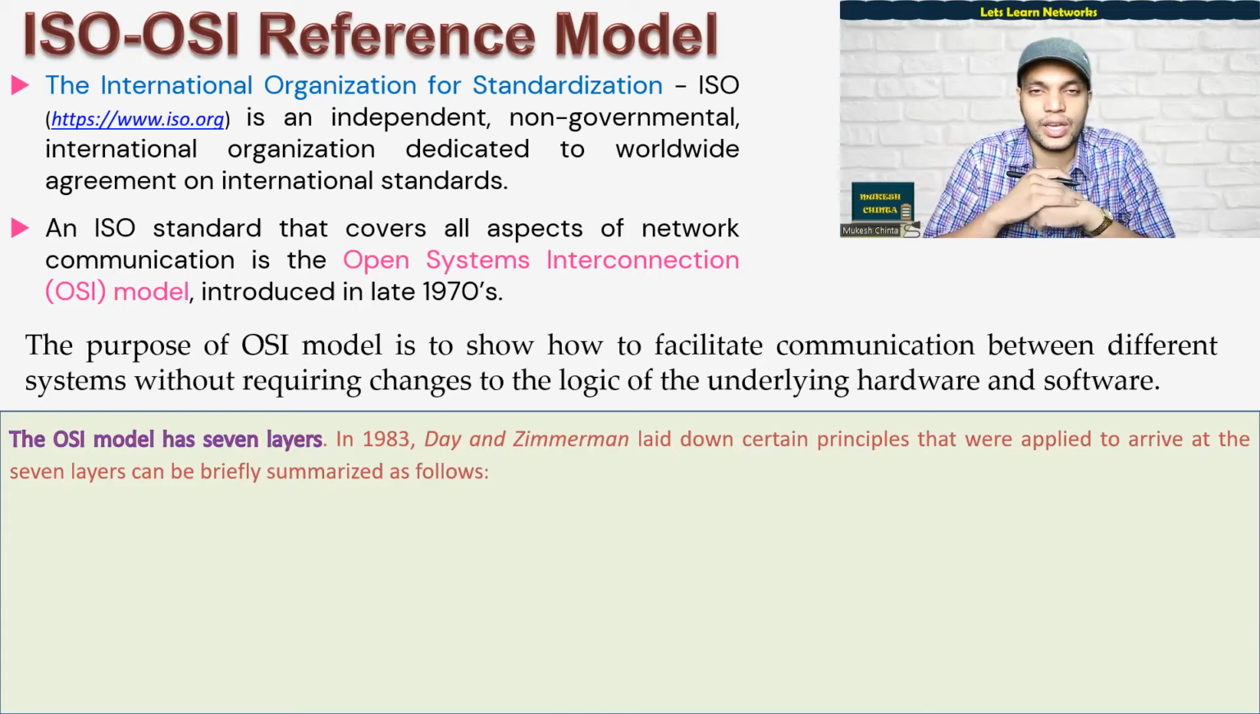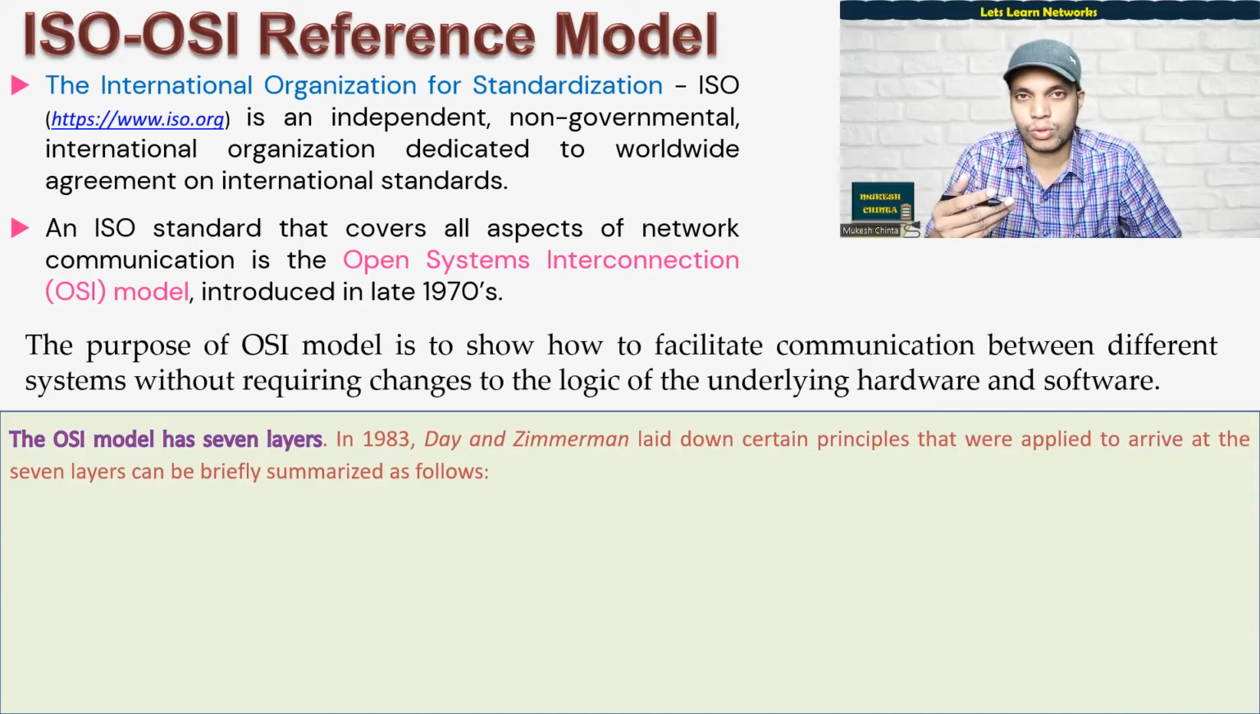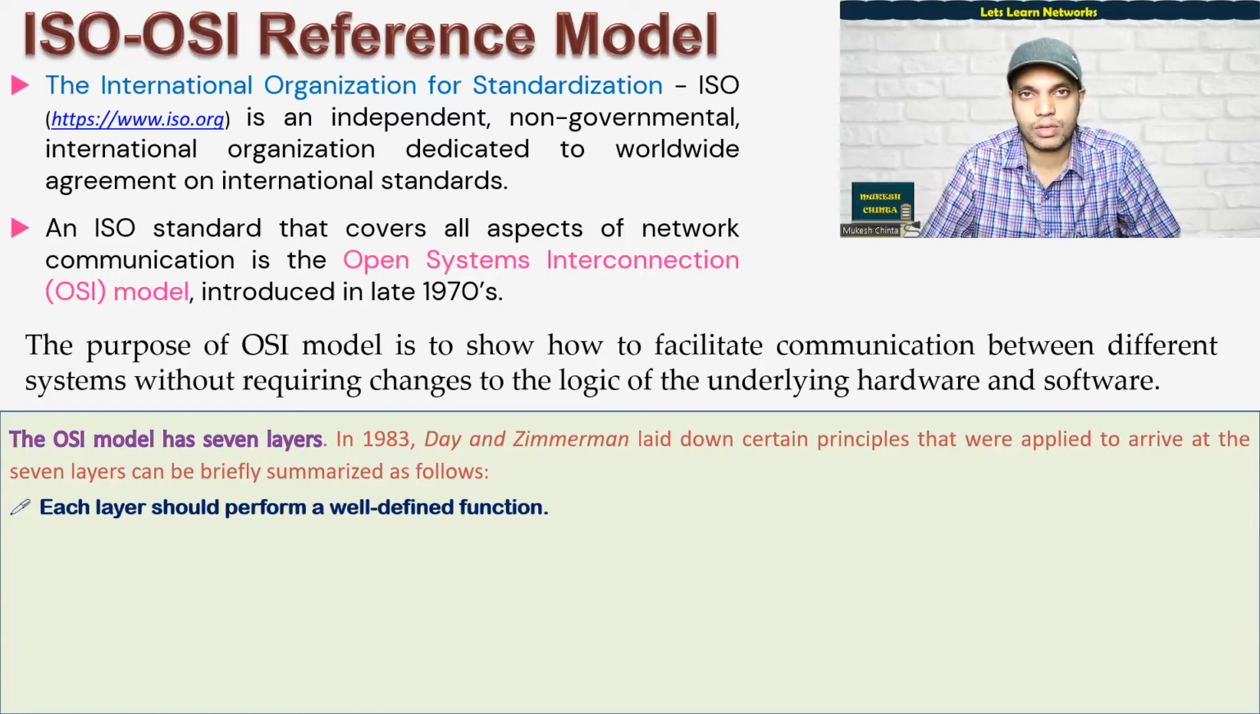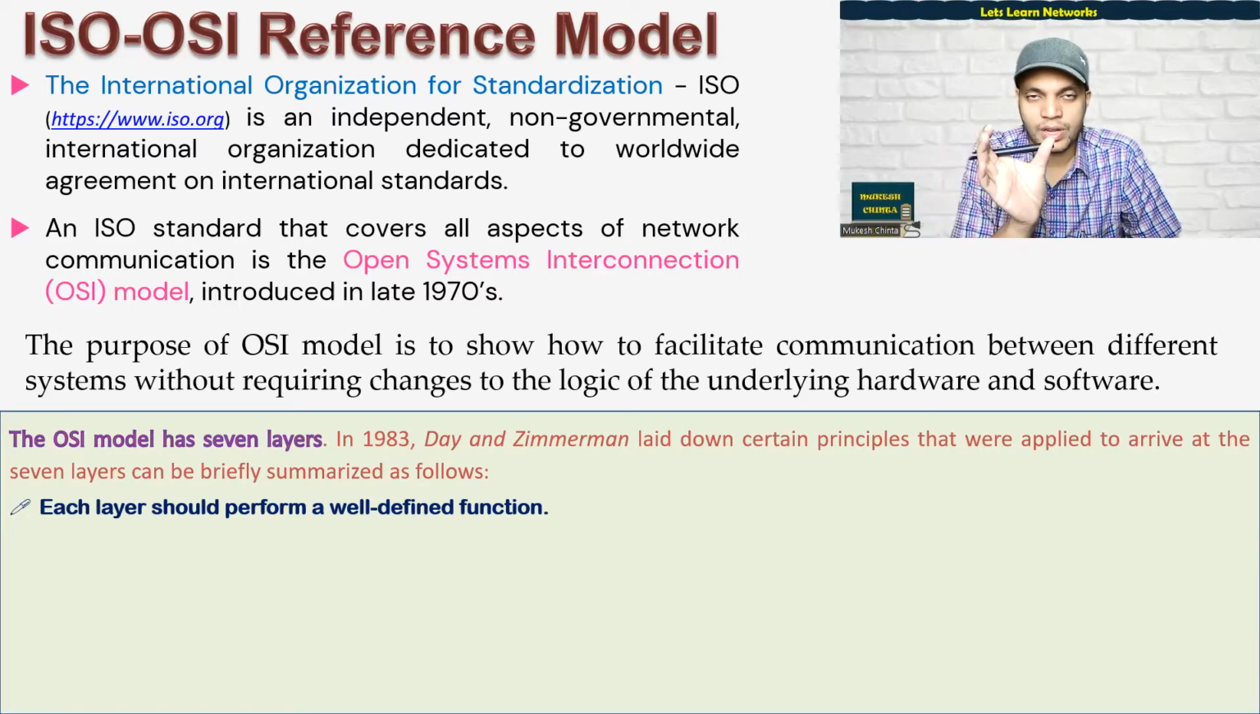In 1983, Day and Zimmerman published a paper where they laid down certain principles that were applied to arrive at the 7 layers for which OSI was developed. They gave some rules which help you decide how many layers your model should have. The first principle is that each layer should perform a well-defined function. So a layer should have a specific task, a particular specific function.